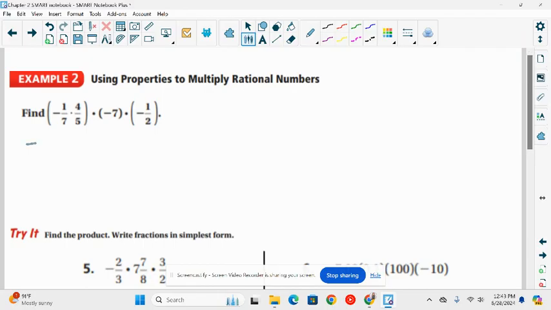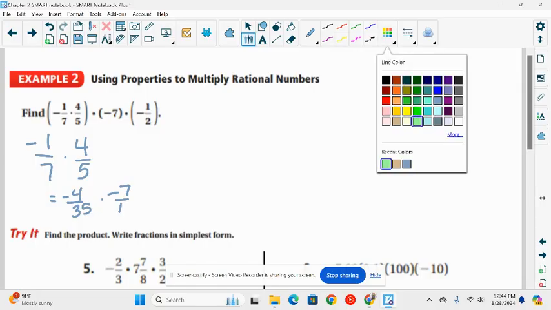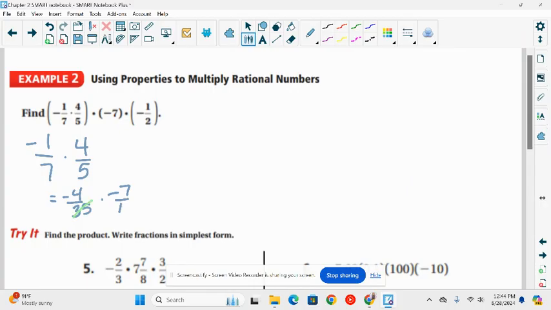So I've got negative 1/7 times 4/5. What is that going to give me? Negative 4 over 35, times negative 7. Can I do that? Yes, you have to make 7 a fraction. Okay, how do I make it a fraction? 7 over 1. Can I do any cross canceling there? Yes. What? 35 and 7. I can do 35 divided by 7 gives me 5, and negative 7 divided by 7 is 1.